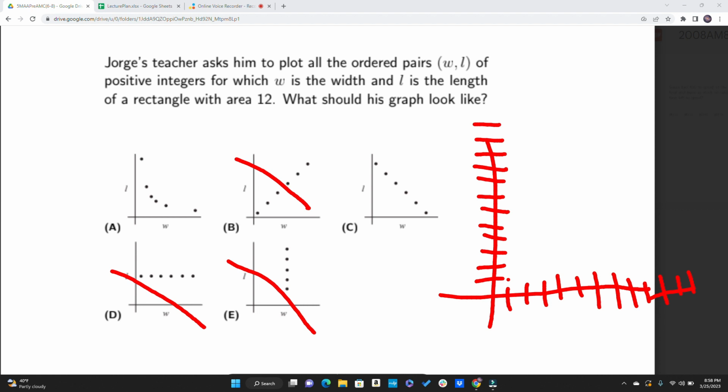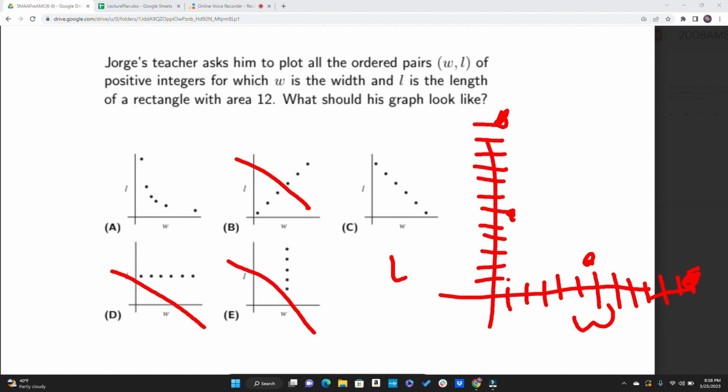So let's take a look. If length is 1, then width is 12. Right? We already know that. And if width is 1, length is 12. So that's up here. Okay, what else do we have? Other things that multiply to 12, 2 and 6. Right? So if width is 2, length is going to be 6. That would be here. And if length is 2, width is going to be 6.